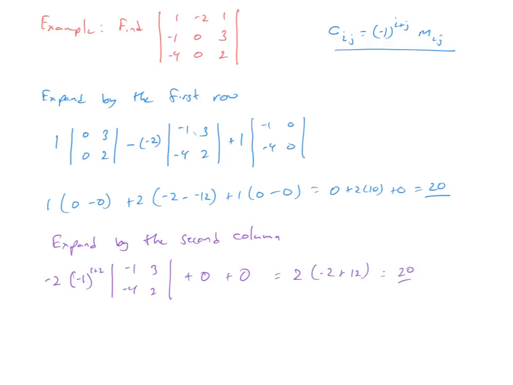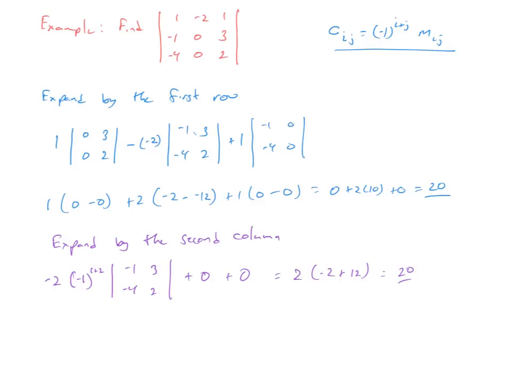In this case, what I want to do is find the determinant of this 3 by 3 matrix. Again, I can expand by whatever I want, and so at this point I'm going to expand by the first row. So it's going to be 1 times its cofactor. The first one is 1, 1, so it's going to be a positive cofactor. And that cofactor is just going to be the determinant of this 2 by 2 matrix here, which is 1 times 0, 0, 3, 2.